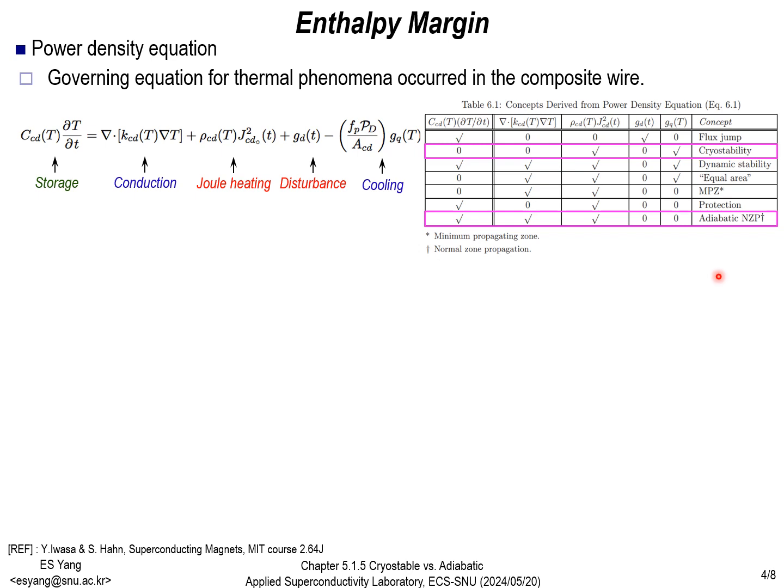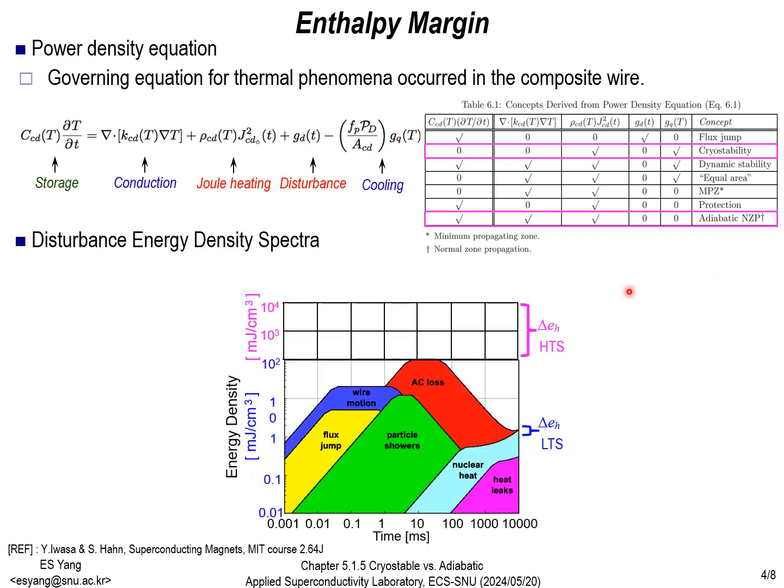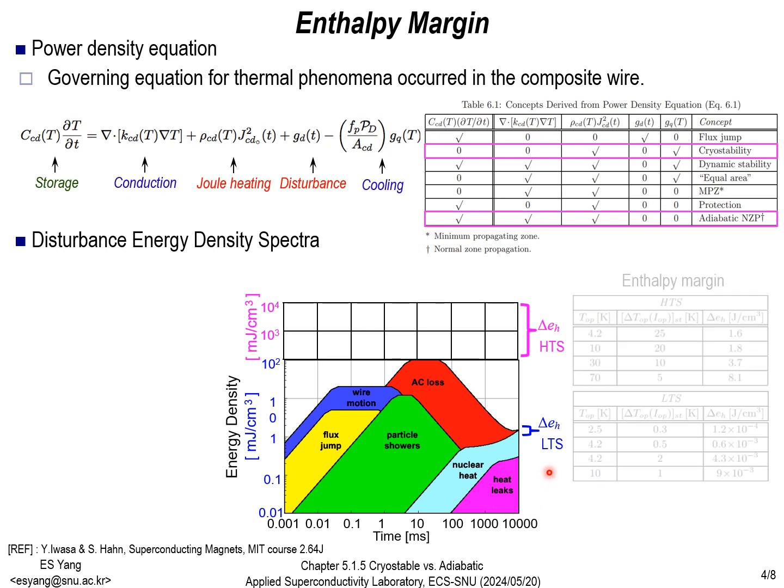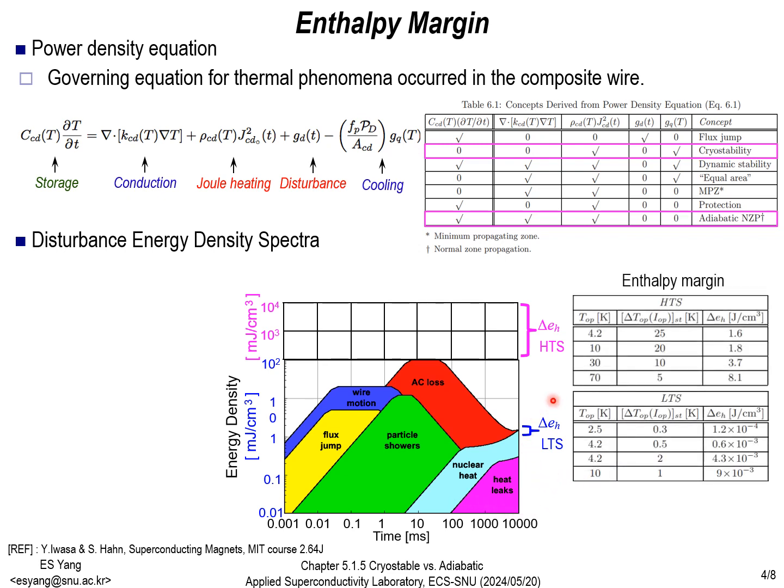Moving on to disturbance, in superconducting magnets, various disturbances exist, and a plot depicting the spectra of disturbances over time is provided below. As the enthalpy margin of LTS, low-temperature superconductors, is much smaller than that of HTS, high-temperature superconductors, disturbances can easily exceed the enthalpy margin of LTS.